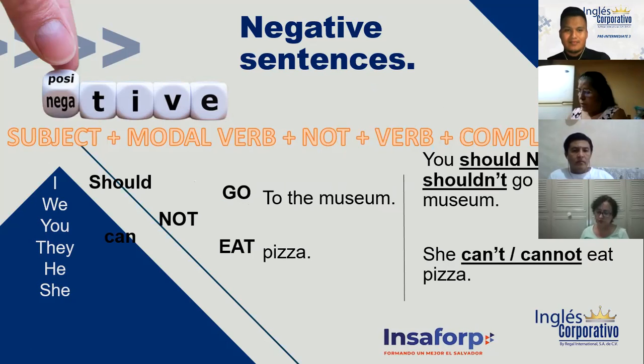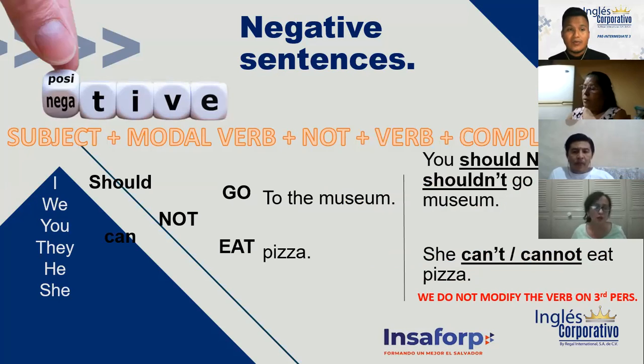Okay. Thank you, teacher. You're welcome. So once again, I just want you to remember that we are not going to modify the verb on the third person. I am repeating this because most of the time we tend to forget things, and that's normal. We are humans and sometimes we can forget some things, okay? But please, I'm repeating the same information for you to keep that in mind, okay? On the third person, we never modify the main verb.